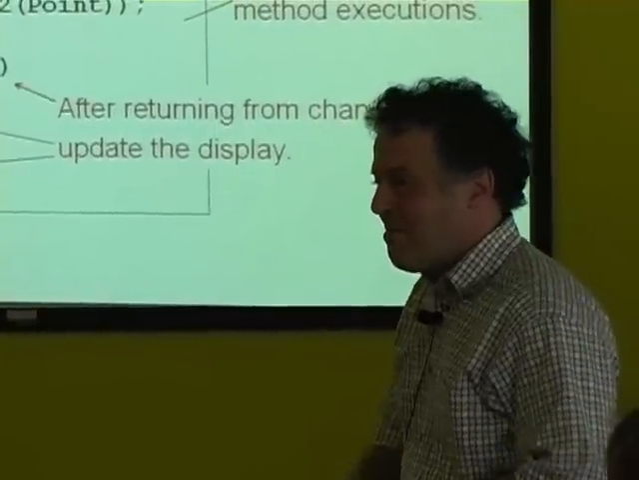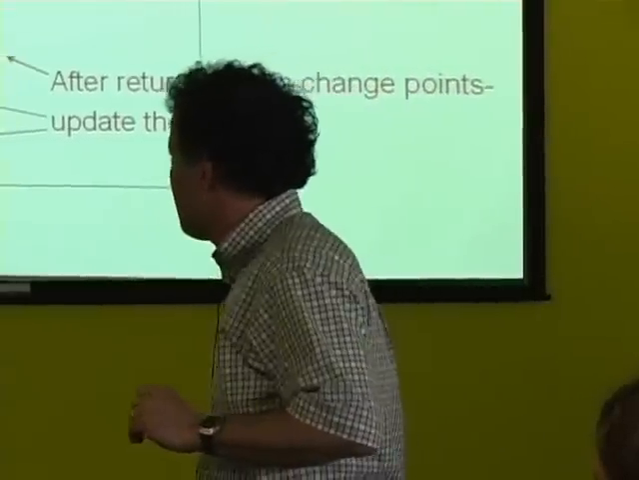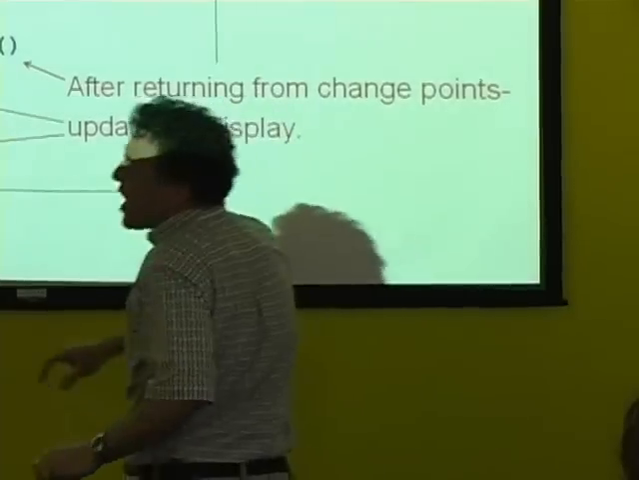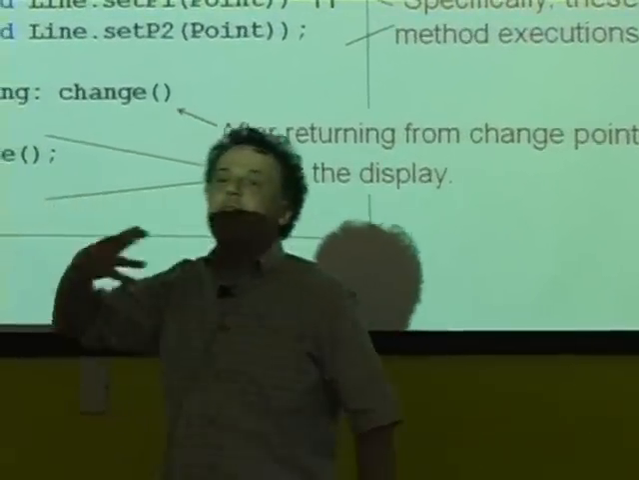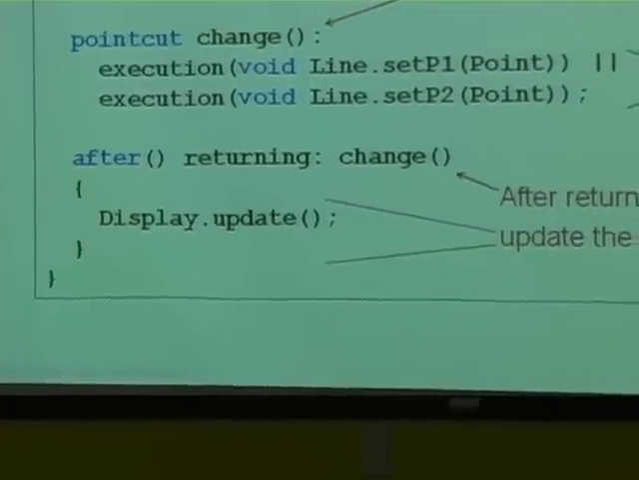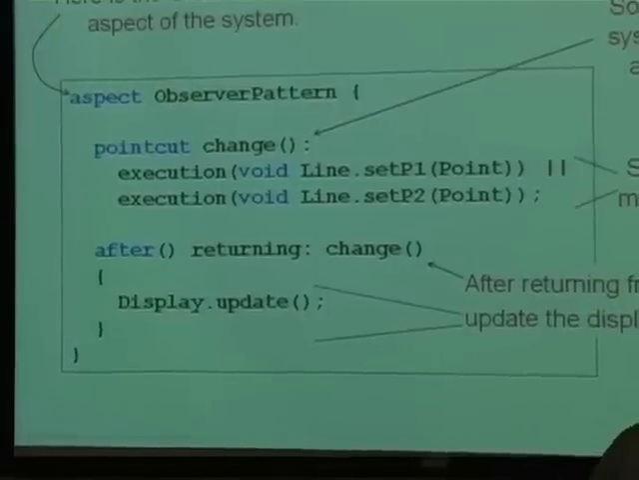Is after the after advice, is it after the keyword, or is it the name of your returning action? After is the keyword. In AspectJ, these advice are unnamed. In some other AOP languages, they're named. And there's some debate about which of those is the least bad idea.